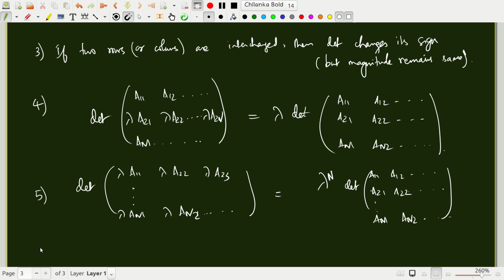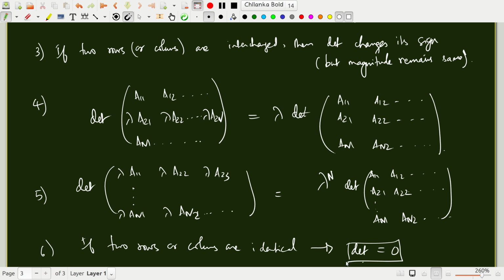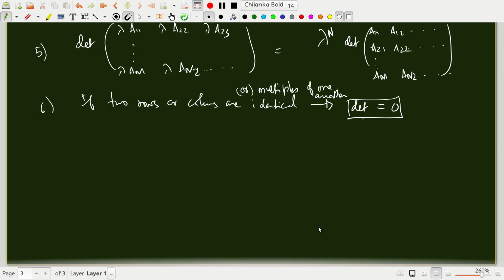Now if two rows or columns are identical in a matrix, then its determinant is 0. Or if they are multiples of one another, not just identical, then it's very easy to show that the determinant of such a matrix is 0.